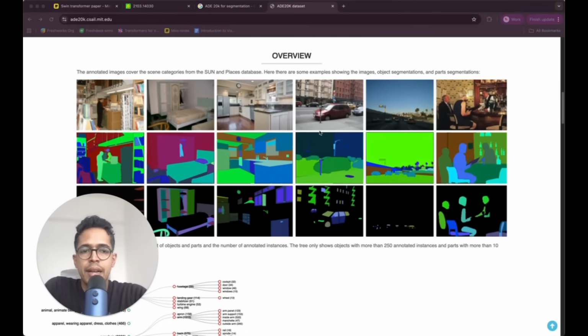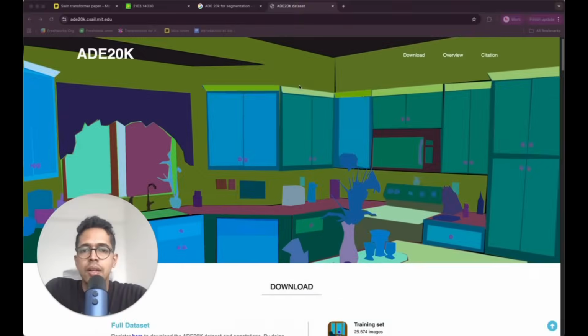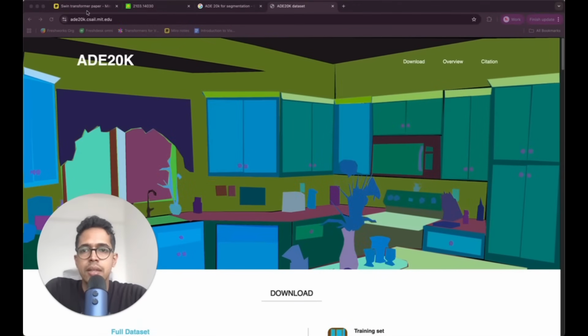But these are the kind of images for segmentation. And actually, I don't know what these are, probably from the internet. But anyways, this is hosted on the CSAIL website, MIT.